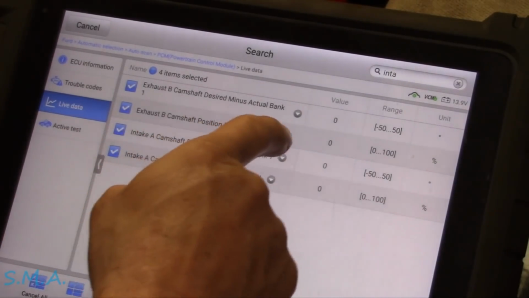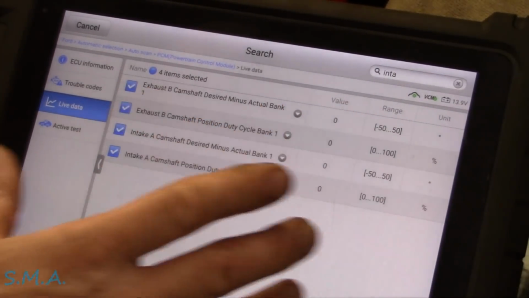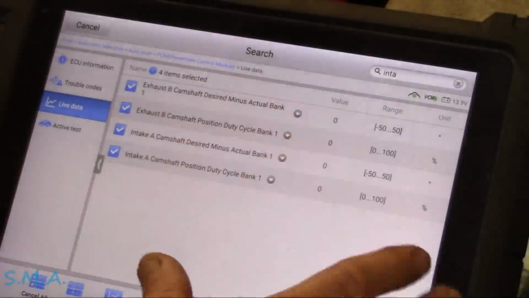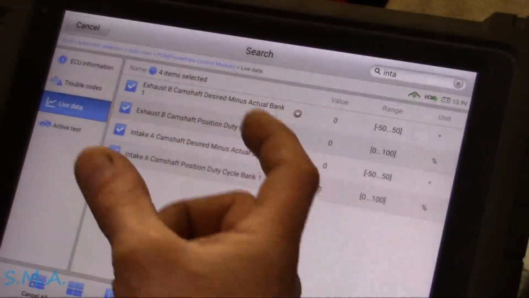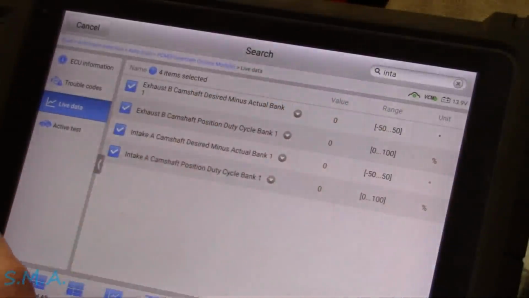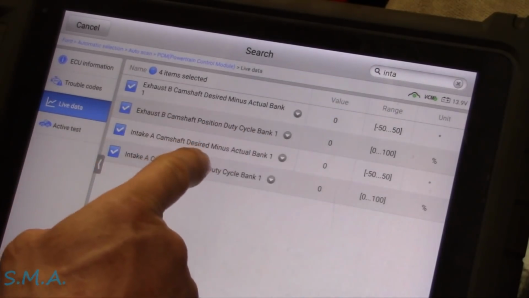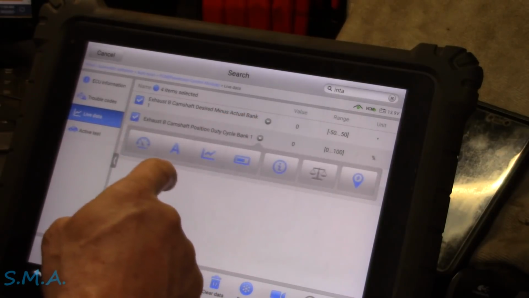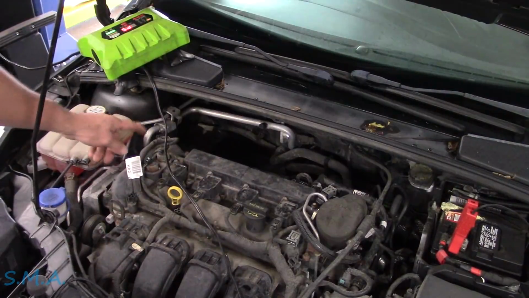We'll get this up in a graph, and I'll tell you why I'm doing this. I don't mean to sidetrack here, but I'm suspicious of the cam phaser solenoids. This is not super uncommon. So this is the easiest, fastest way to tell. I'm going to get these up in a graph here. So it's going to be these little guys here.